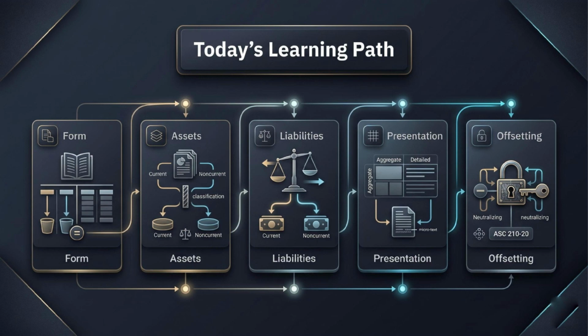This topic is compact, but do not underestimate it. In exams and real financial reporting, the mistakes usually happen in two places: classification and netting. So let us study both with discipline.